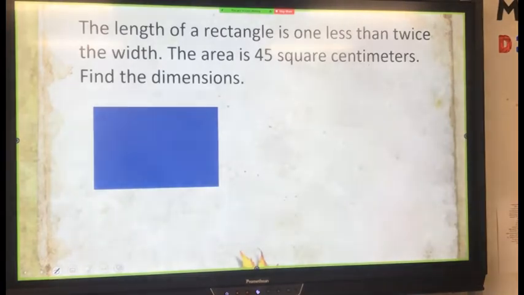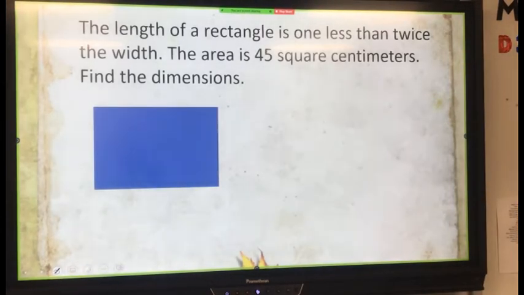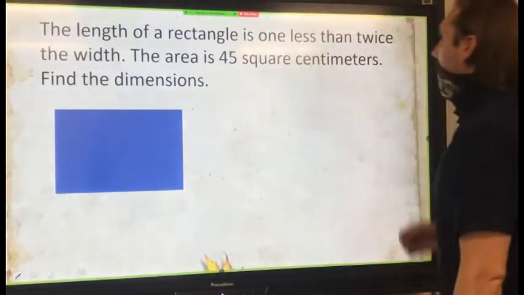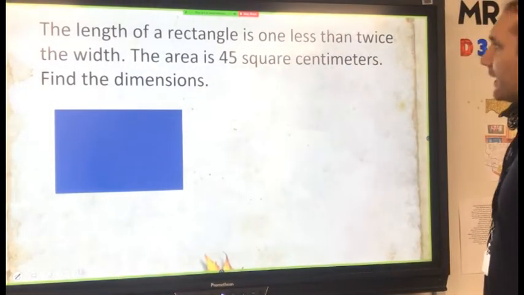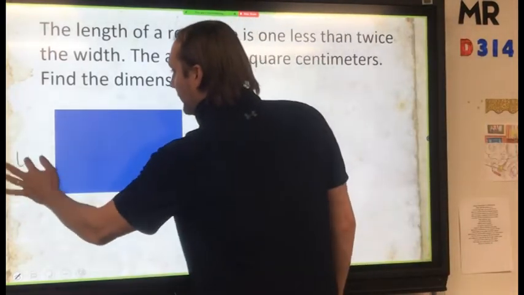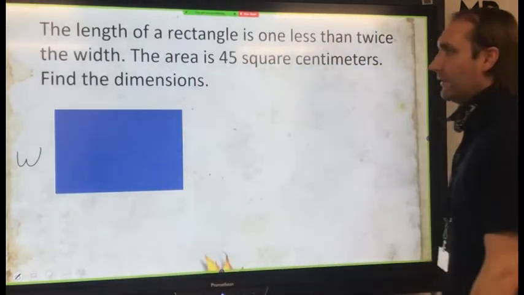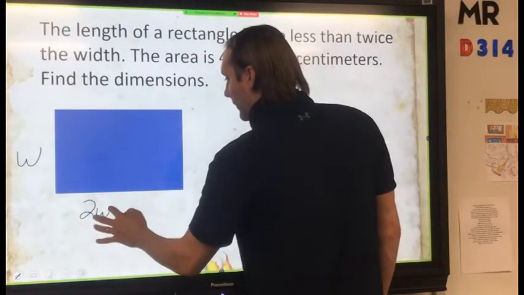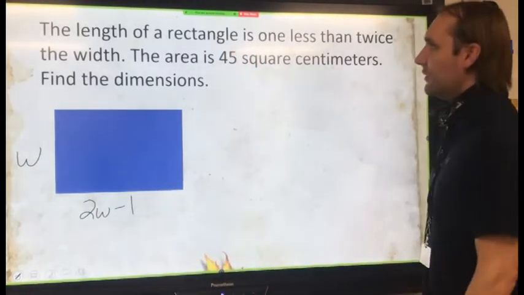Let me give you a couple minutes. Let me have you solve this one on your own. The length of a rectangle is 1 less than twice the width. The area is 45 square centimeters. Find the dimensions. So if my width is W, what is my length? 2W. Very good. 2W minus 1. Again, check to make sure it makes sense.